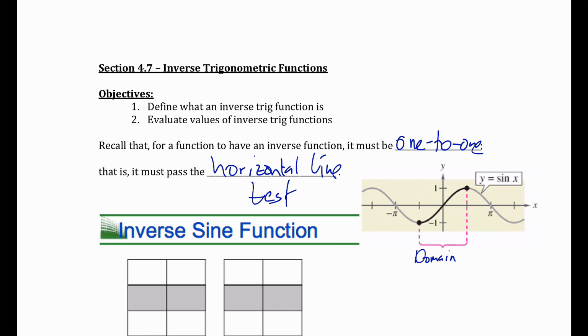So our domain restriction is only going to focus on a small part of this, well, technically infinitely large graph. We're going to say negative pi over 2 is less than or equal to x and less than or equal to positive pi over 2. So with that in mind, we're only focusing on from here to here. That means if I take a horizontal line in that domain restriction, it's going to pass the horizontal line test. So that part we can use for our inverse.